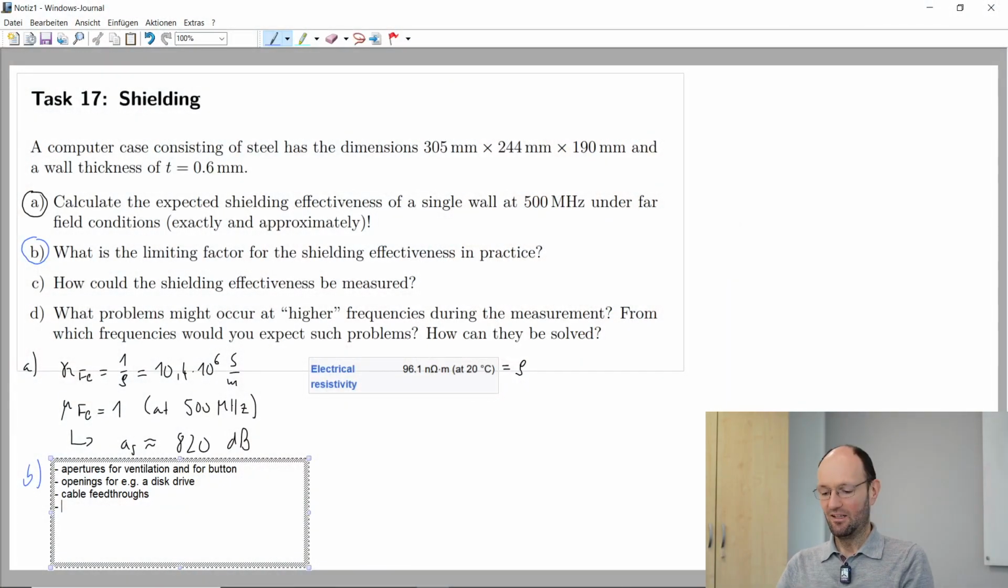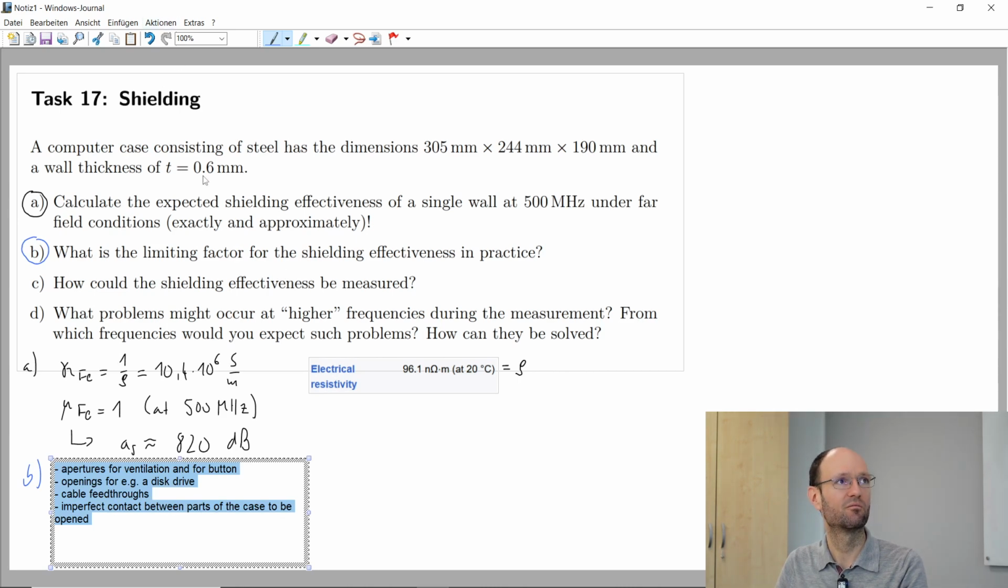So the case itself, or parts of the case to be opened, or the contact between parts of the case to be opened, is not perfect. And this will, for example, also lower shielding efficiency or shielding effectiveness.